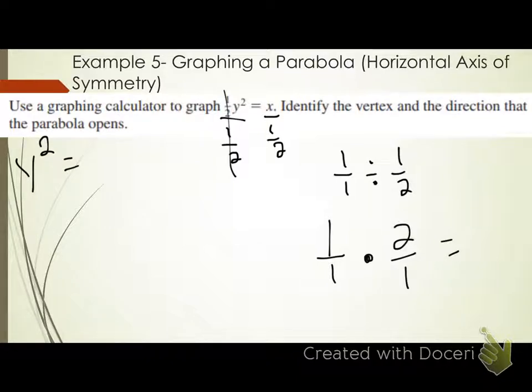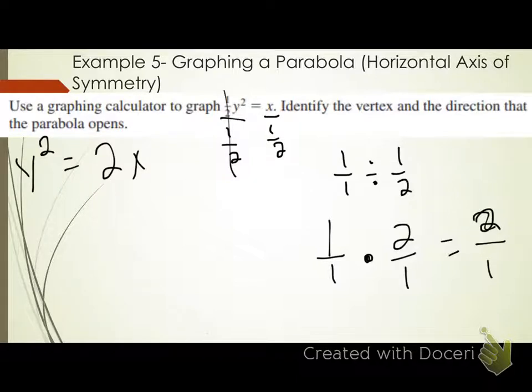My work's not popping up on the board. But we get 1 over 1 times 2 over 1 because we kept, flipped, changed. There it goes. So multiplying across, 1 times 2. 1 times 1. 1. So I get 2 over 1. Or, like I heard someone say, 2x. Questions on what I've done so far?